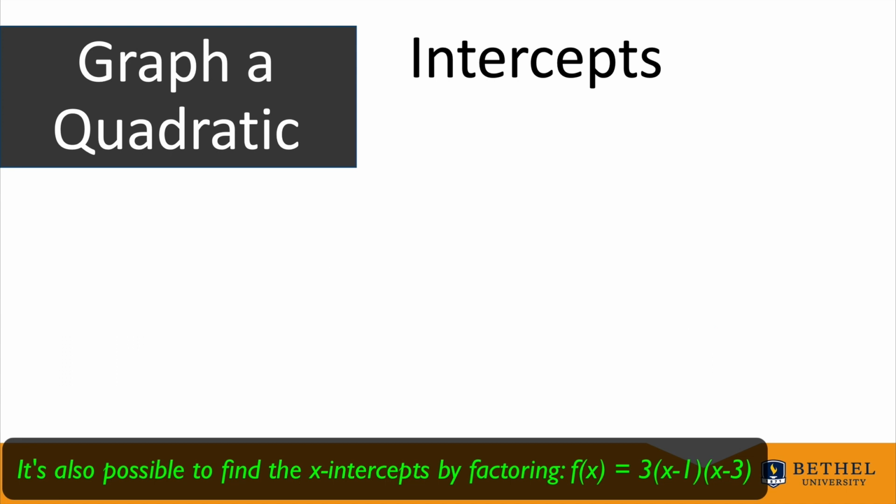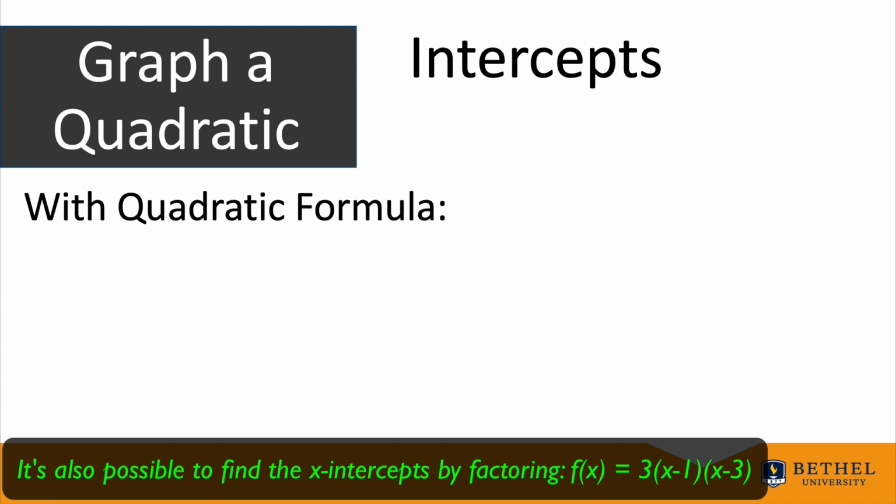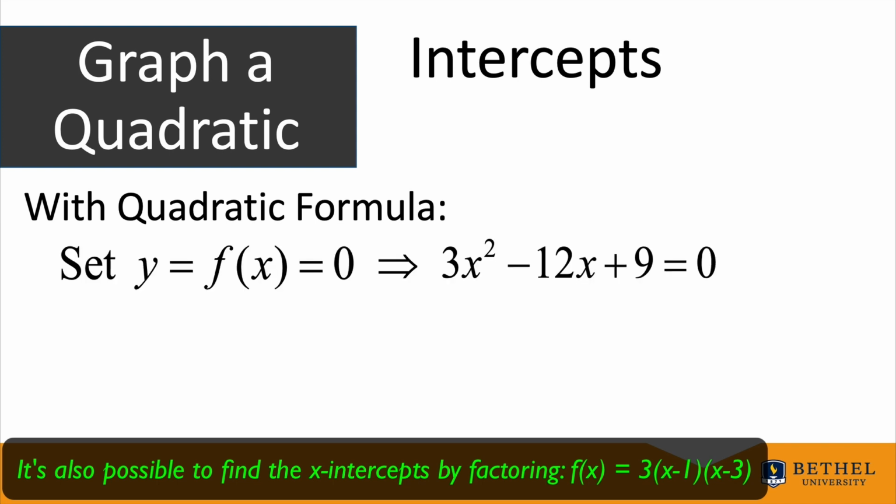It's worth taking a moment to see that the quadratic formula gives the same answers for the x-intercepts. Once again, we set f of x equal to 0 and solve for x. But now use the original formula for the function f of x. Set 3x squared minus 12x plus 9 equal to 0. For the quadratic formula, a equals 3, b equals negative 12, and c equals 9.